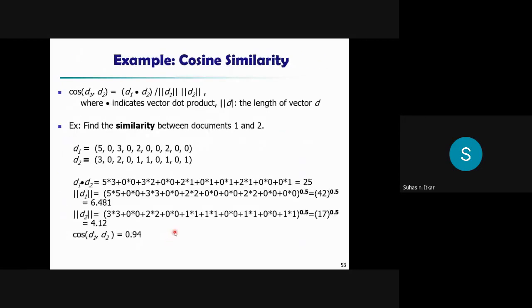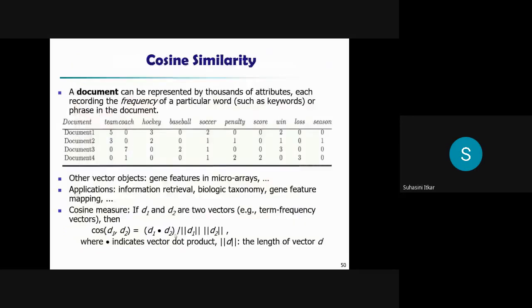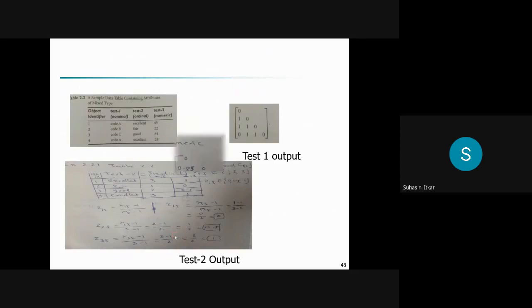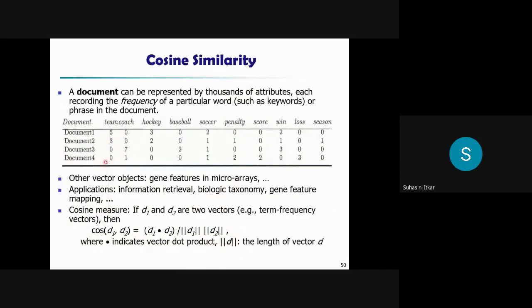So in a way we have done with all the points for unit 3. If you want to calculate the cosine similarity for document 3 and 4, you can solve it and tell me the answer in the chat window. In that way we have done with the third unit.